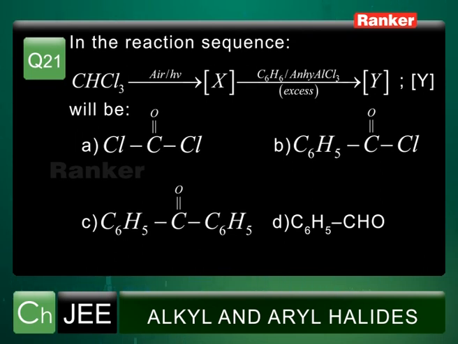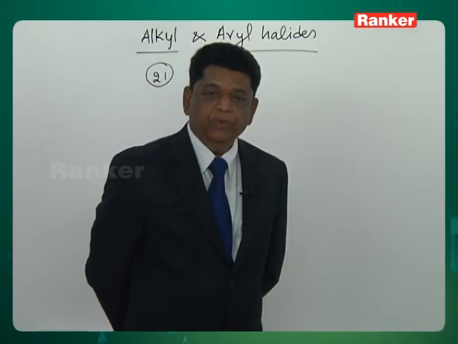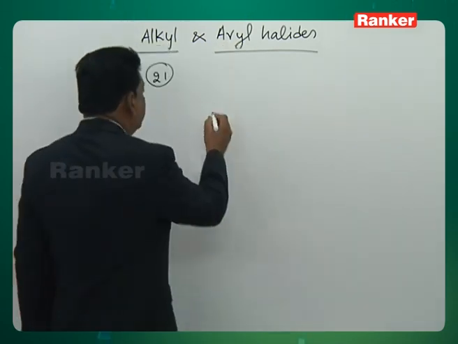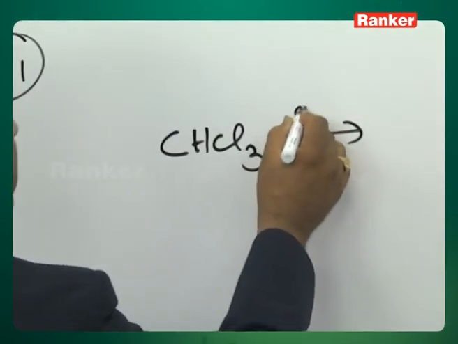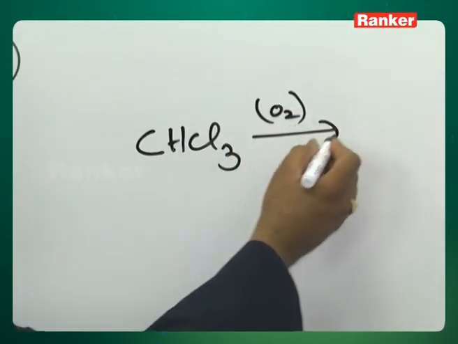So the first reaction is actually an oxidation of chloroform. The product formed here, option A, is phosgene. So X is actually phosgene, but he is asking for Y. Option B is benzoyl chloride, option C is diphenyl ketone, option D is benzaldehyde. So in the reaction, the chloroform first of all becomes, with atmospheric oxidation, a slow reaction takes place.